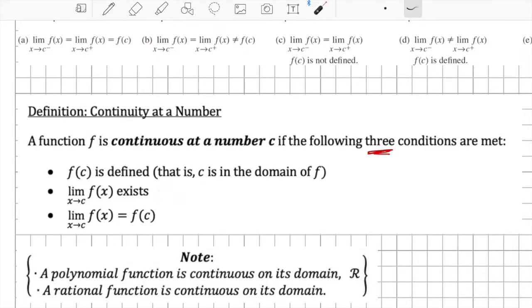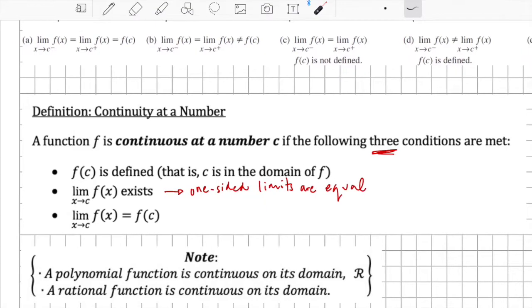The next one, the limit as x approaches c of f of x exists, meaning the one-sided limits are equal to each other. And the last condition is that the limit as x approaches c of f of x is equal to f of c. It's equal to that y value.